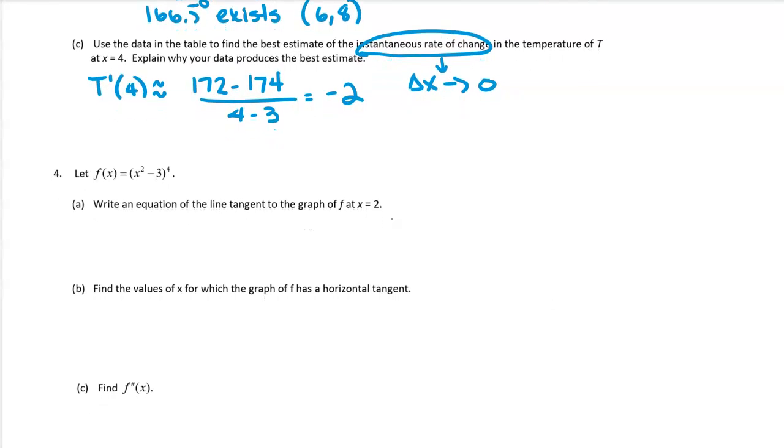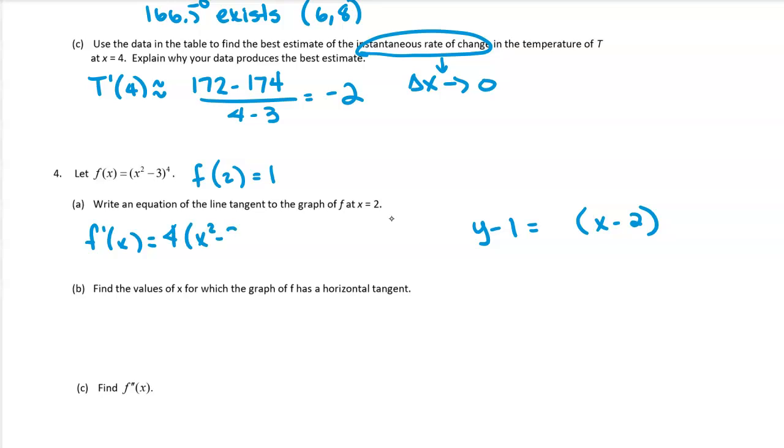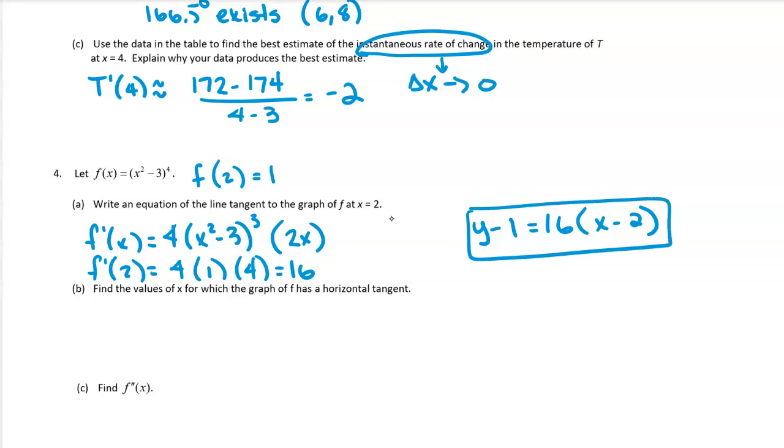First of all, with the equation of the tangent line, we need to find f prime of x. You could also find f of 2, and when you put in 2, you get 1. So now we have the point (2, 1), and I can go ahead and write y minus 1 equals the slope times x minus 2. I'm just waiting to find the slope. F prime of x is 4 times (x squared minus 3) to the third, chain rule, times 2x. Plugging in 2, we get 4 times 1 times 4, which is 16. And there is the slope of our tangent line.